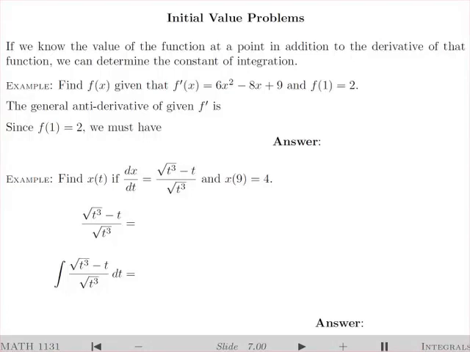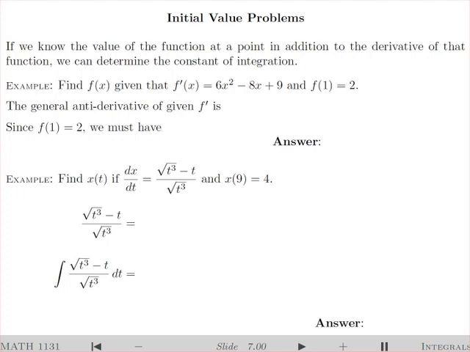Welcome. In this session, we'll look at initial value problems. Recall that the general antiderivative is not unique. It really stands for a collection of functions. If I know just the derivative, I cannot pinpoint the original function. If I had some additional piece of information, I might be able to pinpoint it by determining the specific value of the constant of integration.